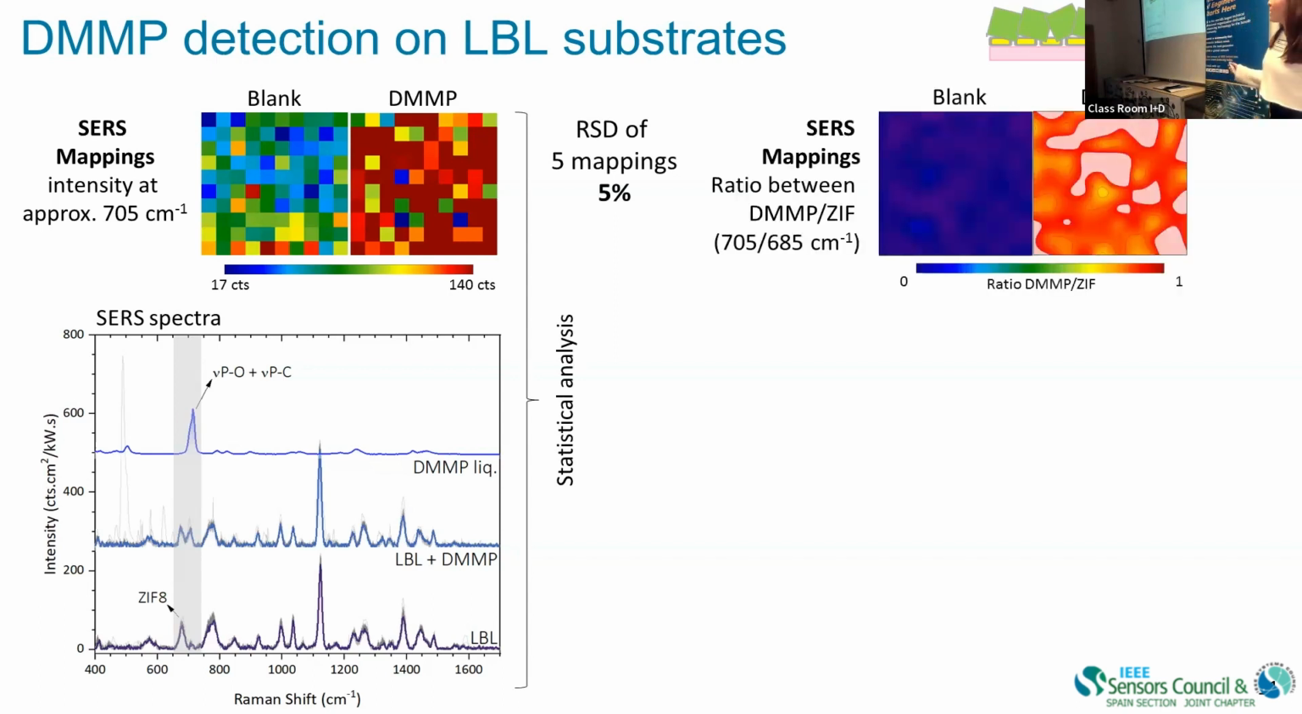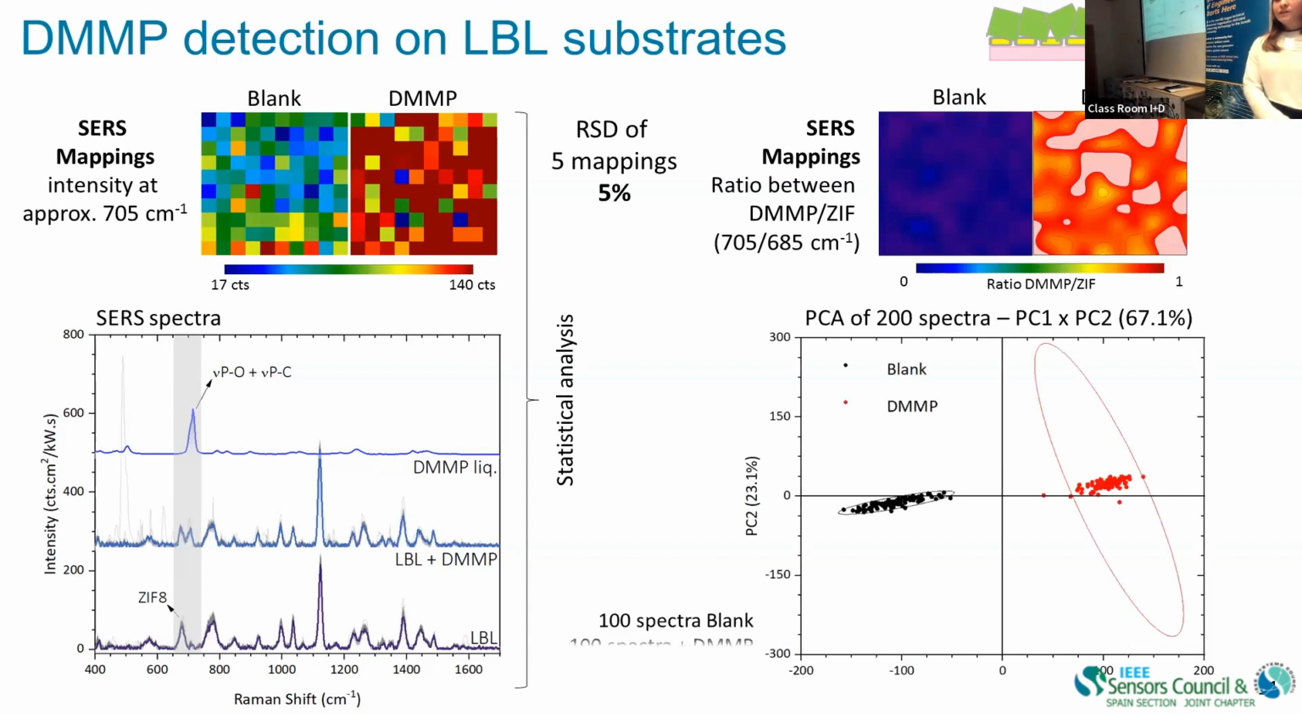Also, the ratio between the DMMP and the ZIF8 peaks gives us clear results, and this difference is very remarkable. Going further to the PCA analysis, we can also see that the variance, even though the percentage is a bit smaller in comparison to the previous PCA that I showed for the core shell, is already enough to completely distinguish these two groups, the blank and the DMMP exposure.